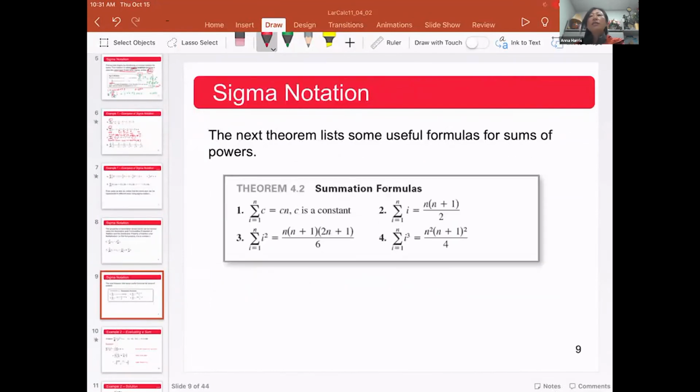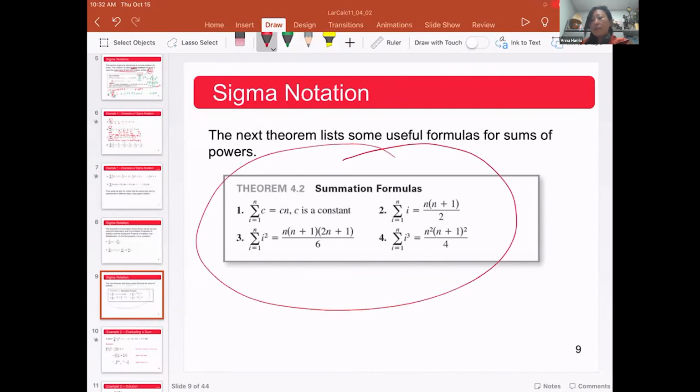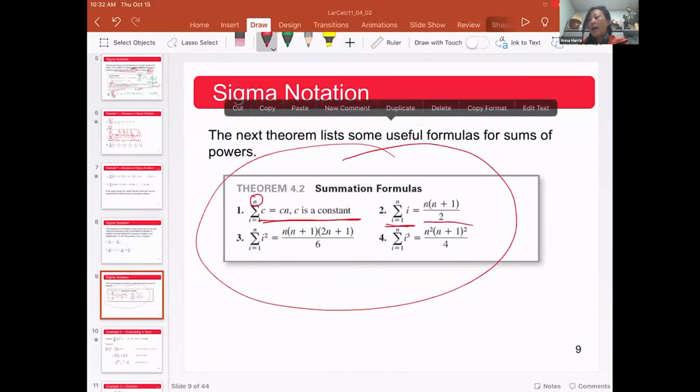Okay, this is the most popular summation formula. I want you to kind of know this. Yes, you can use your notebook when you take your exam and when you do your homework. So, for example, if you have a constant and the upper limit is n, that means the constant times the upper limit.